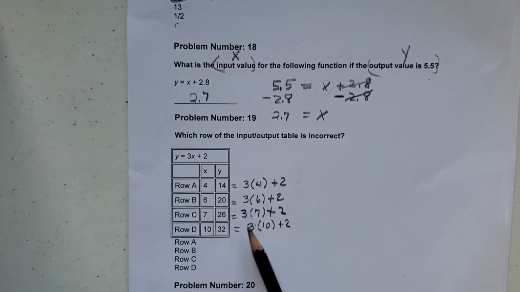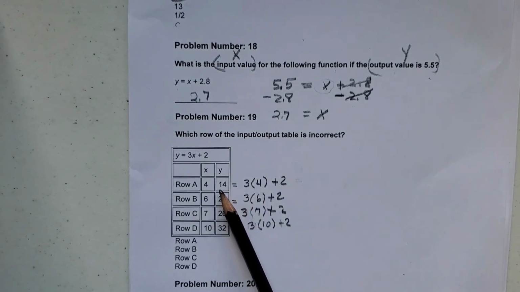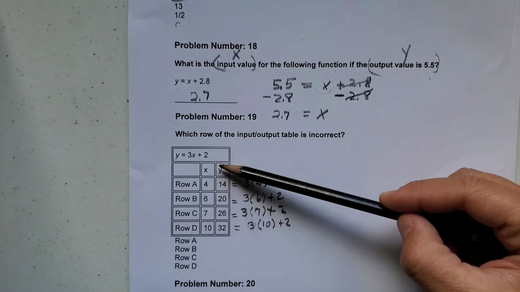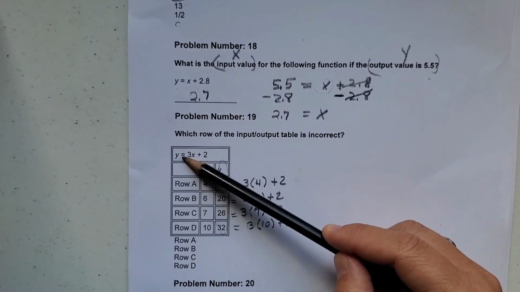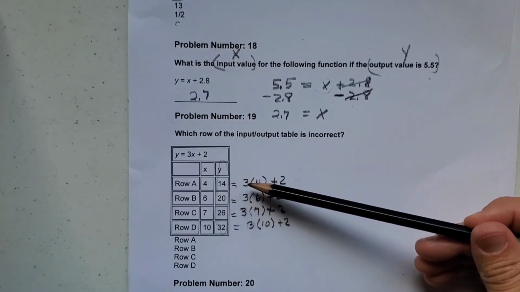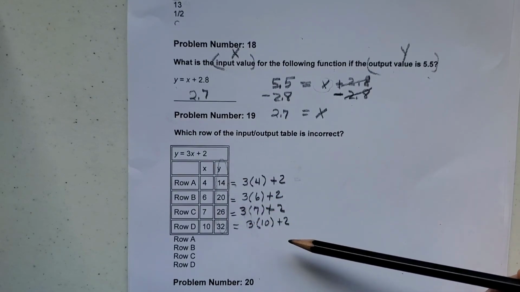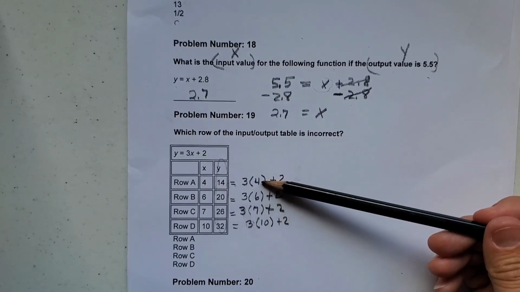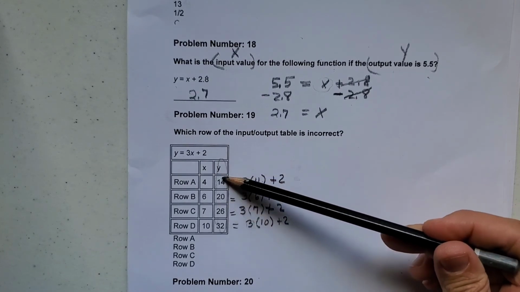7 and 10. Okay, and when you do the problem, it has to equal the output, which here are all the outputs, the y values. So I just put equals, like this is y equals 3x plus 2. These are all the y's, so 14 equals 3 times the input plus 2, and so on. Okay, so here we can see 3 times 4 is 12. 12 plus 2 is 14.